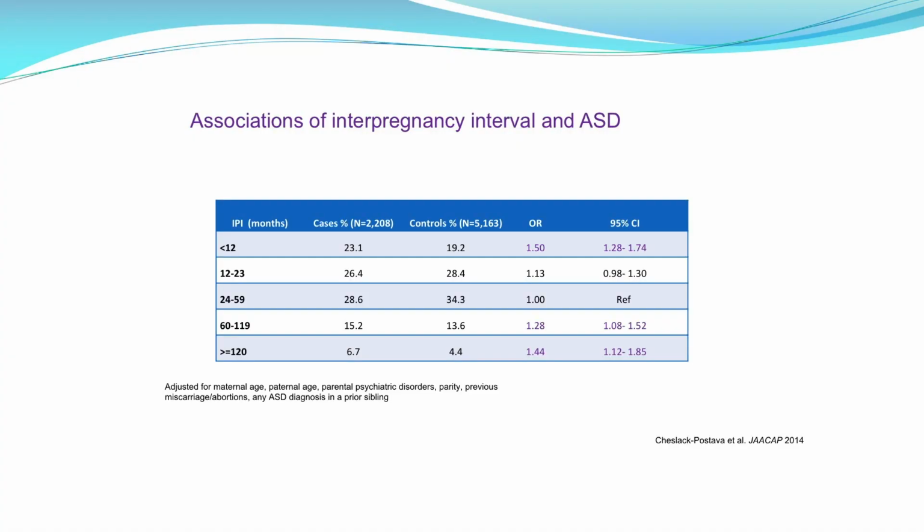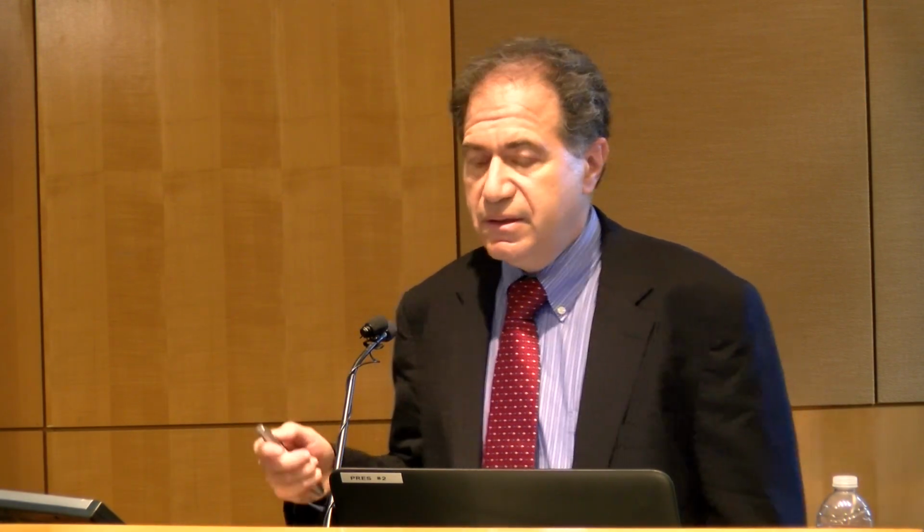And so what she found in Finland then was that a shorter interpregnancy interval, she replicated her previous finding from California, about a 1.5-fold increase in odds for those with spacing of pregnancies less than 12 months. And then interestingly, and what she didn't find in the other study, was that long interpregnancy interval was also associated with risk of autism. We don't have a good explanation for the latter finding, so I'd be interested to hear if you have any comments about that in our study. So it seemed to be kind of a U-shaped distribution.